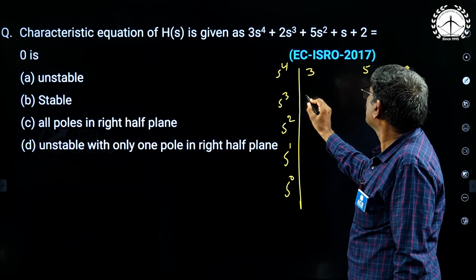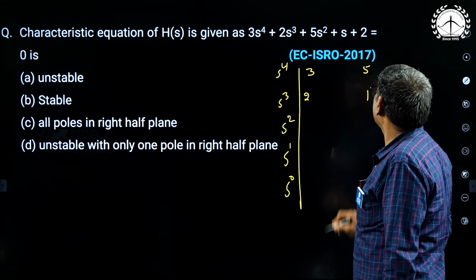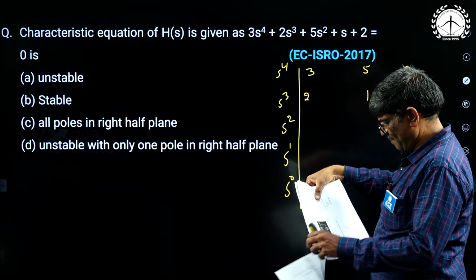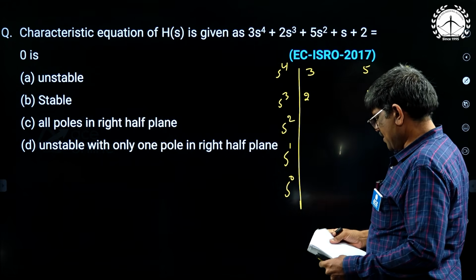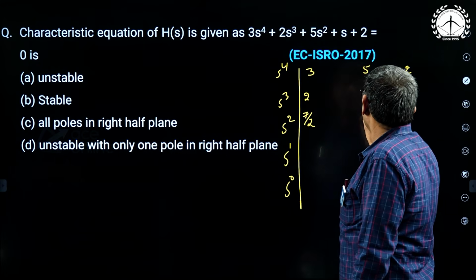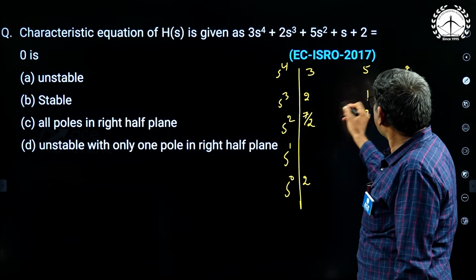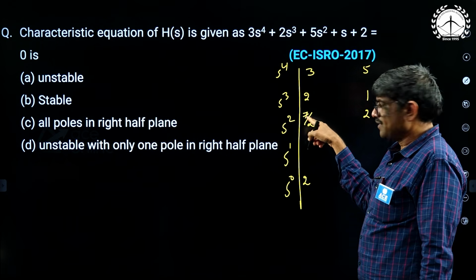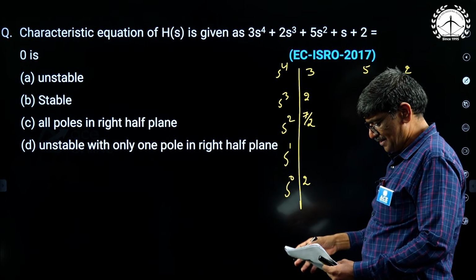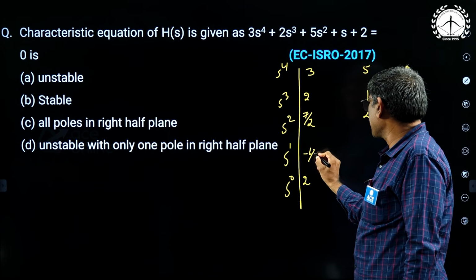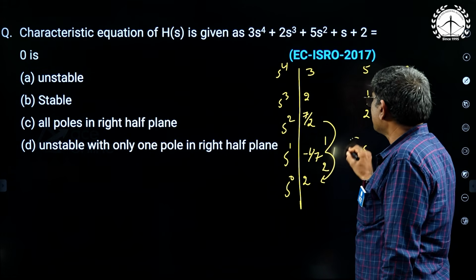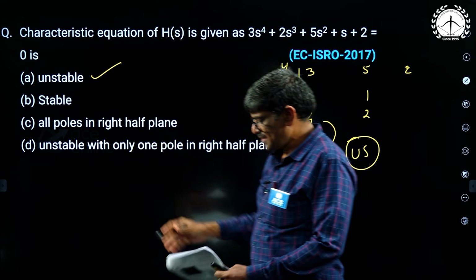Next here S cube, 2, alternate here 1. So then solve this. Here 7 by 2, yes or no, 10 minus 3 means 7, 7 by 2. Here it is 2, 3.5 minus 4 means minus 0.5, minus 1 by 2 divided by this. You solve it, you will get minus 1, a negative value here, which means 2 sign changes, so the system is what? Unstable. The given system is unstable.